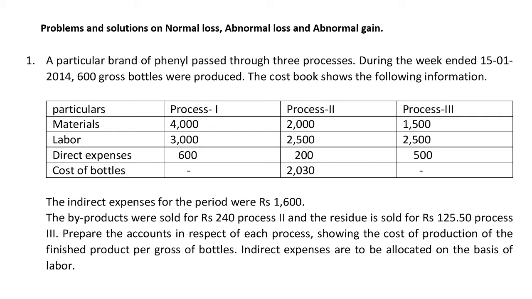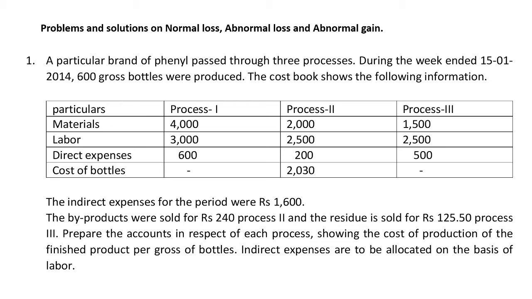So this is your question. What they are actually going to tell is, a brand of phenyl has passed through three processes, and they have produced 600 gross bottles. They have given you the expenses relating to materials, labors, direct expenses, cost of bottles, everything for process 1, process 2 and process 3. And again they have separately mentioned that the indirect expenses for the period were rupees 1,600.